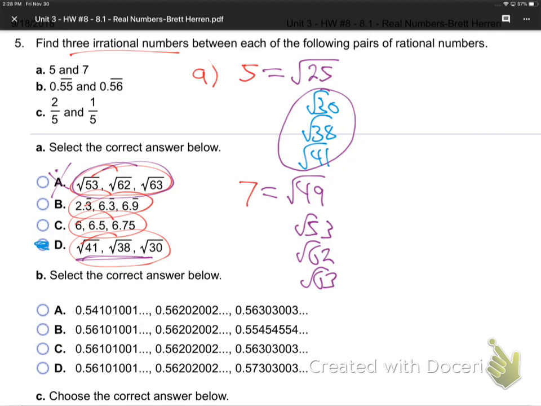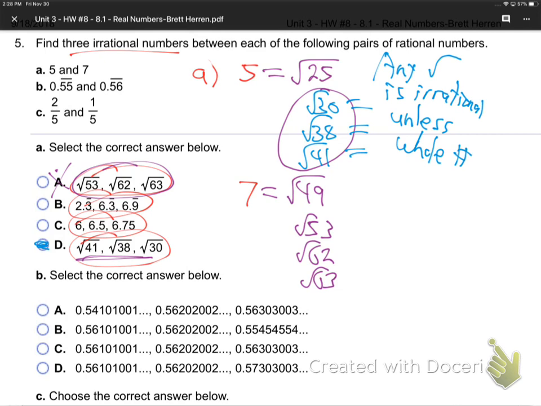Would those be irrational numbers? Absolutely. Because any square root that isn't perfectly clean is irrational. Maybe I should write that somewhere. Any root is irrational unless it's a whole number. So it's kind of all or nothing for roots, you know.